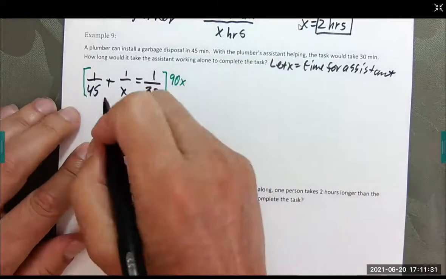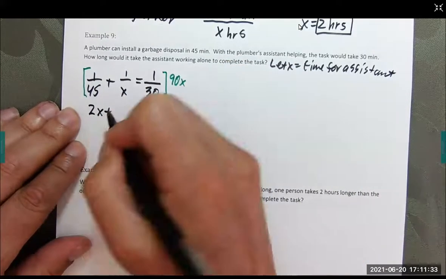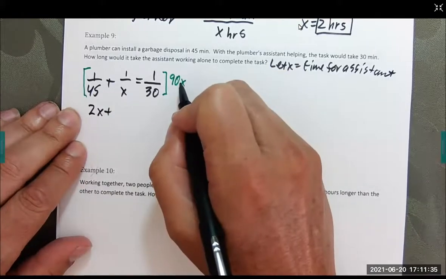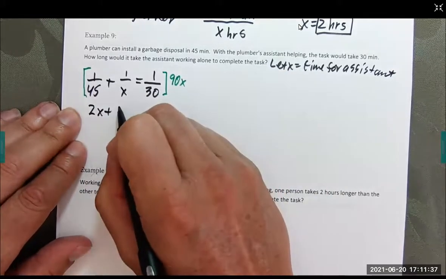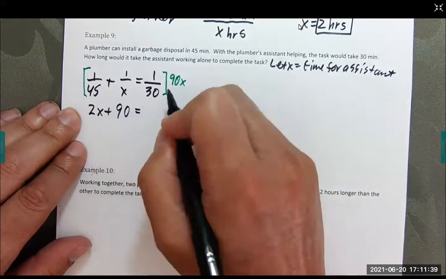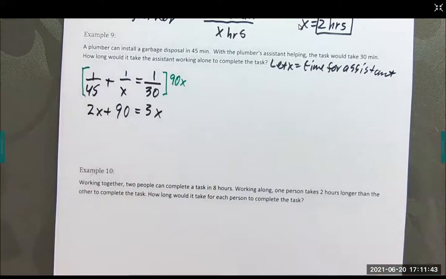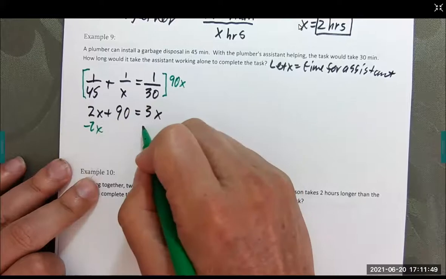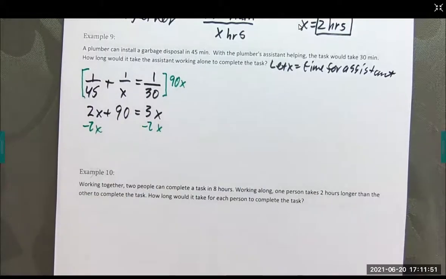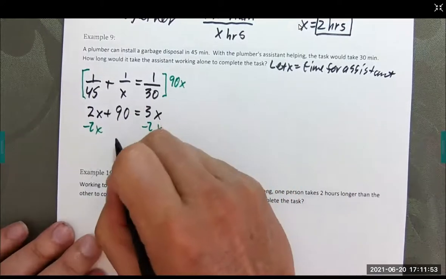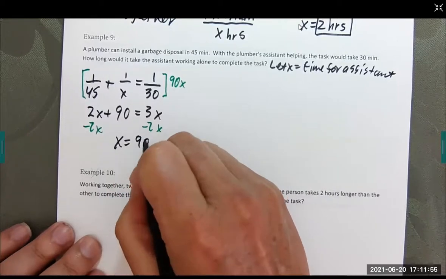90x divided by 45 is just 2x, plus 90x divided by x is just 90. And here, 90x divided by 30 is 3x. All I need to do is subtract the 2x from both sides to get that x equals 90 minutes.